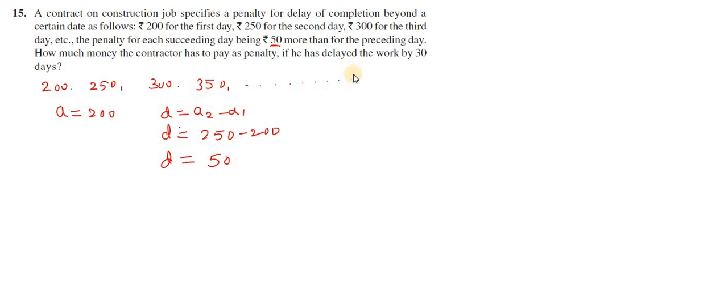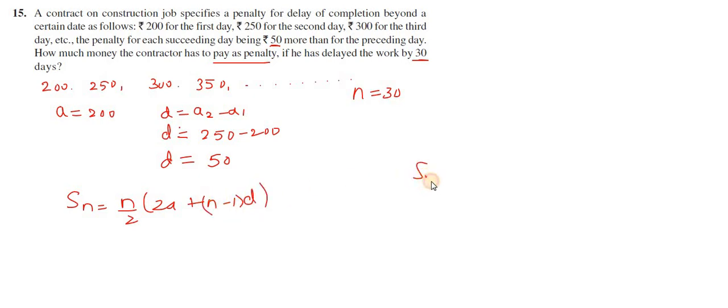Okay, so how many days did it delay? It delayed for 30 days. So here n is equal to 30. Then how much penalty do you need to pay? So it is simple. Here we go for Sn. Sn is equal to n by 2 into 2a plus n minus 1 into d. Can we use the formula Sn is equal to n by 2 into a plus an here? No, we can't use this formula.